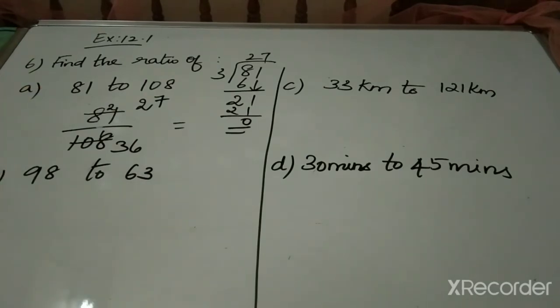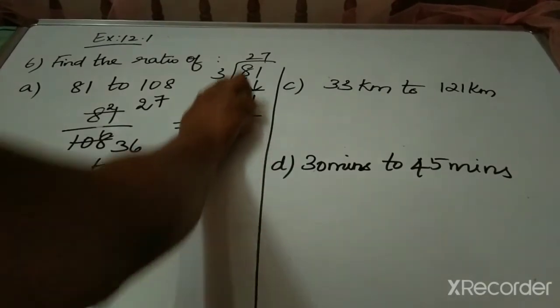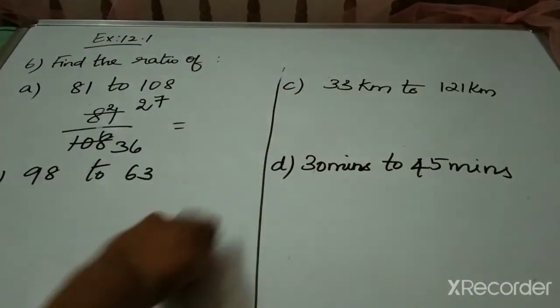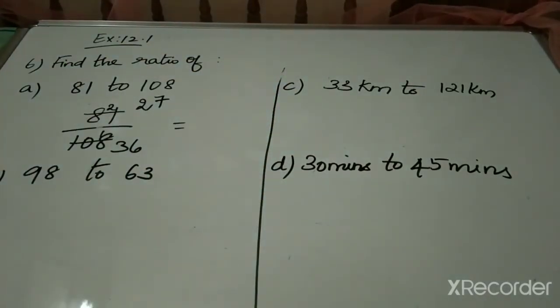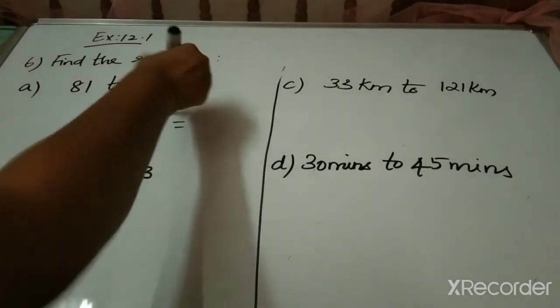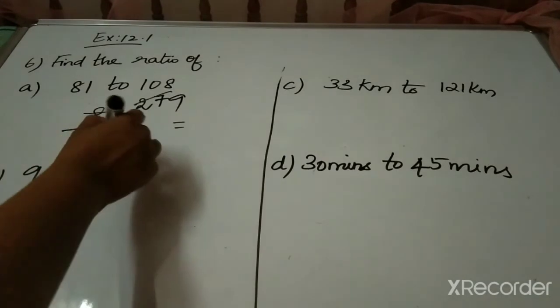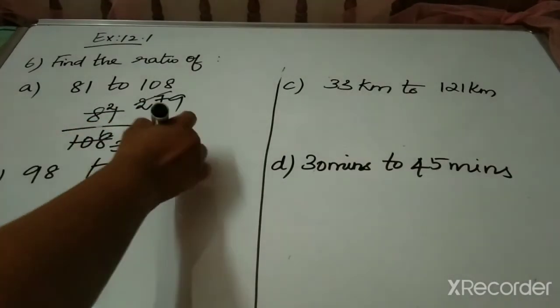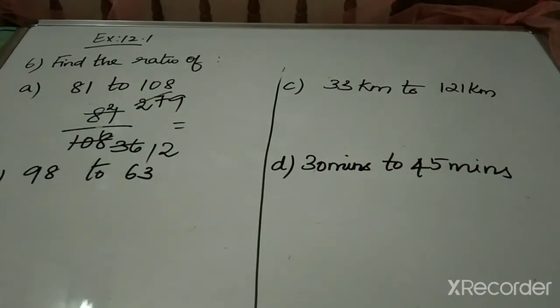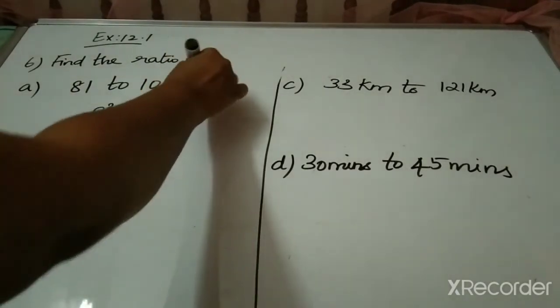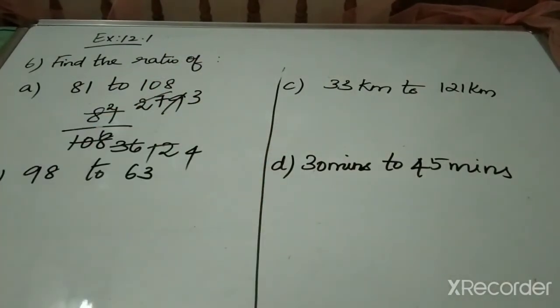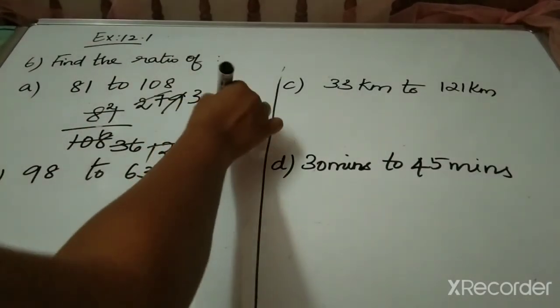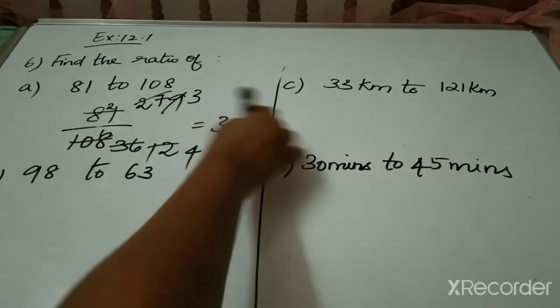Again you have to see in which table you can cancel them. Can I cancel in 3 table 27 and 36? 3 9s are 27, 3 1s are 3, 3 2s are 6. Now 9 divided by 12. Again 3 table I can take. 3 3s are 9, 3 4s are 12. So 3 divided by 4, I can write it in ratio as 3 ratio 4.